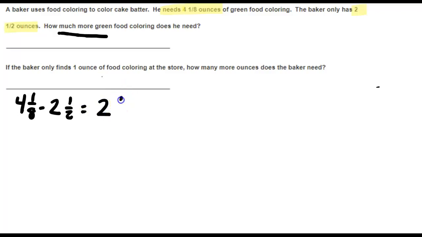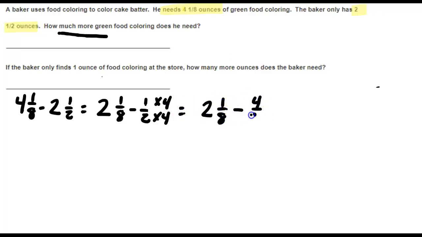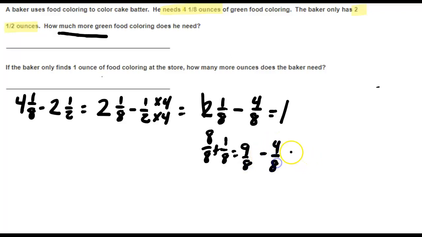So 4 minus 2 is 2, and 1/8 minus 1/2. I need these to be the same, so I'm going to multiply 2 by 4 to get the same denominator as 8, which now gives me 2 1/8 minus 4/8. Well, I can't take 4 from 1, so I have to regroup. So this becomes 1, and this is going to be 8 over 8 plus 1 over 8 is 9/8. Now I can subtract 4, which gives me 5/8. So my answer is 1 5/8. So he needs 1 5/8 more of food coloring.